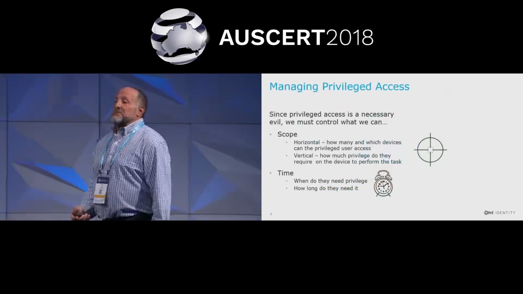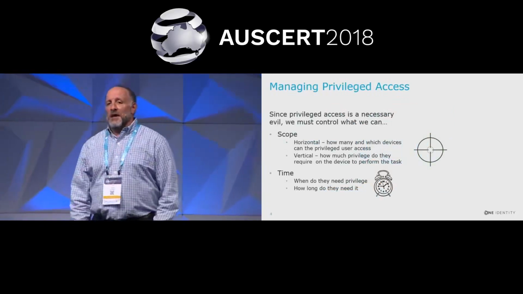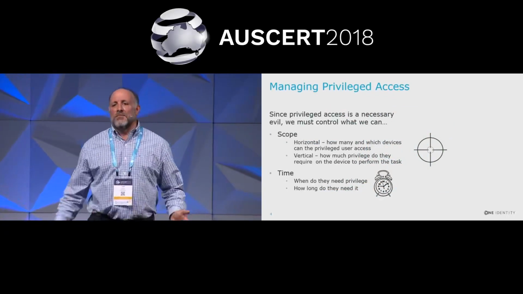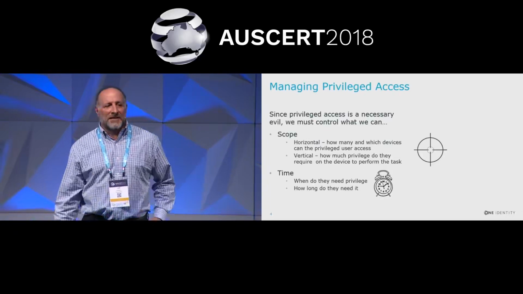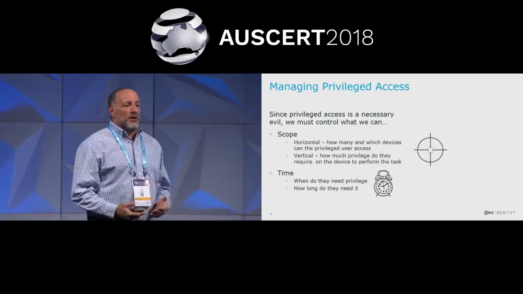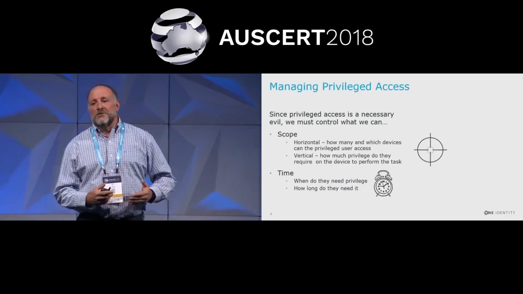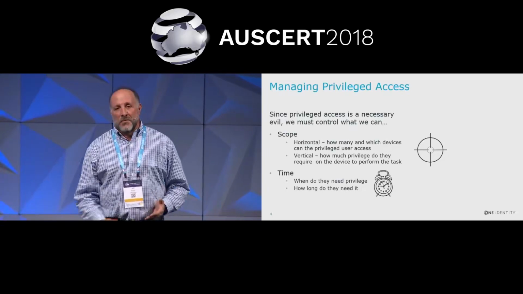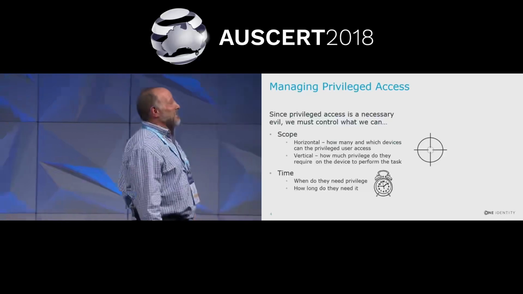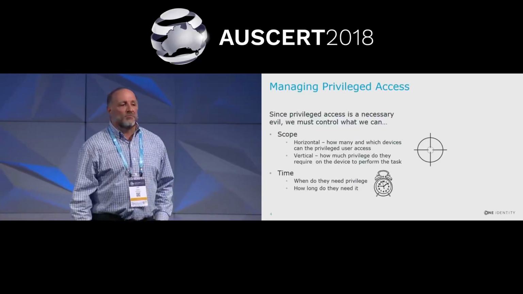So with managing privilege, there's really two things that we have control over. There's scope, and that's both horizontal and vertical. Horizontal scope is how many systems do you have privileged access to. In the case of root on a Unix box, that's a very narrow scope, unless of course you use the same credentials, SSH keys, or passwords across every Unix server in your environment, and then you've increased the scope pretty tremendously. The vertical scope is how much privilege you have.